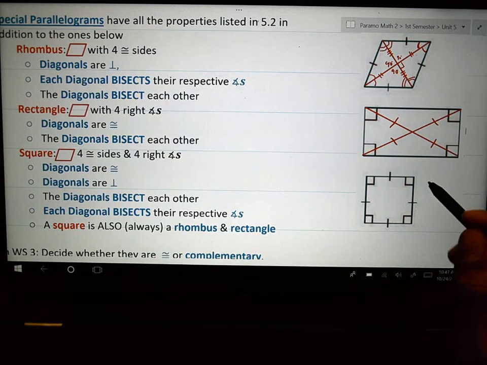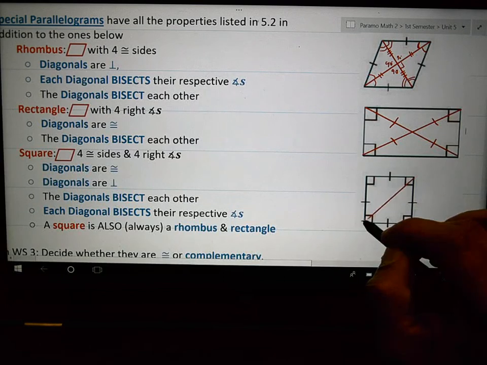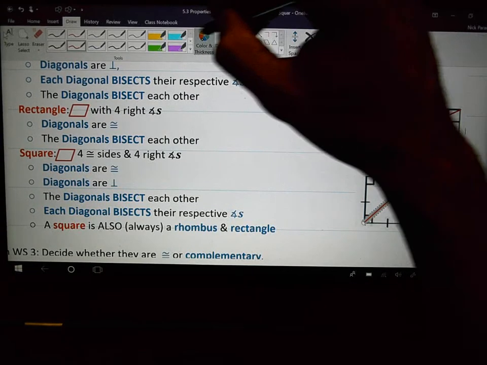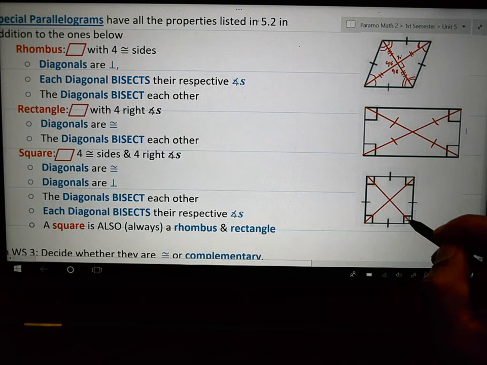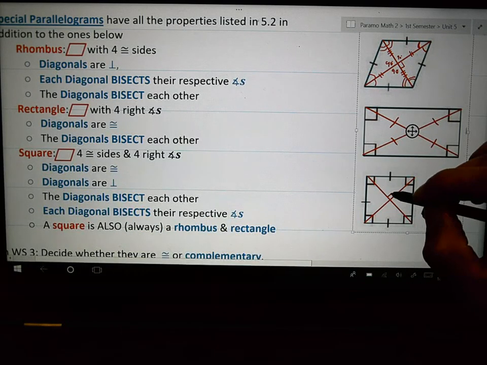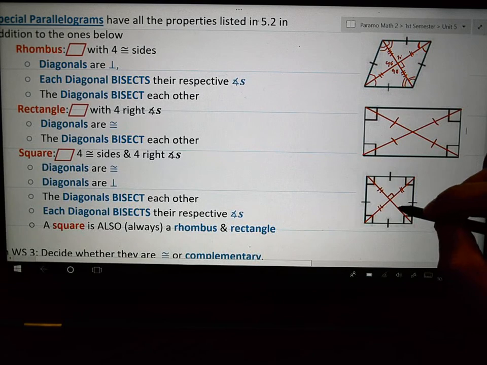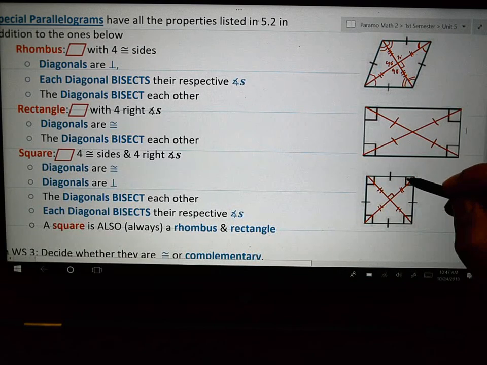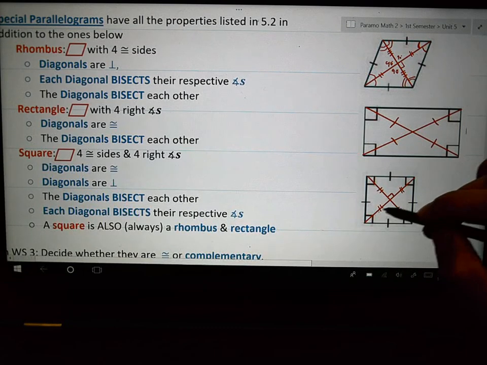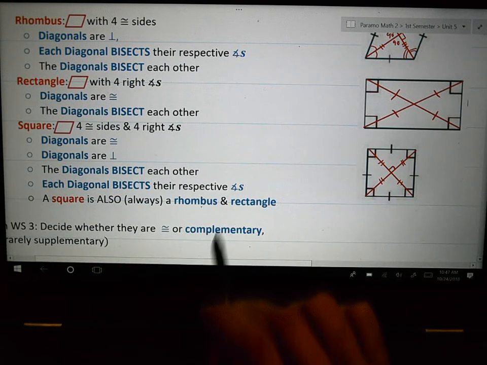The diagonals are congruent. Let me just draw a couple things in there. Let's draw some diagonals from here to there, and let's draw another diagonal from here to there. The diagonals are congruent. The diagonals are perpendicular, so here we have another 90. They're perpendicular to each other. These are all going to be congruent, just like a rectangle. We actually will know that this gets cut in half. It's 45 and 45 and 45 and 45 and 45 and 90 in the middle. A square is also always a rhombus and a rectangle.